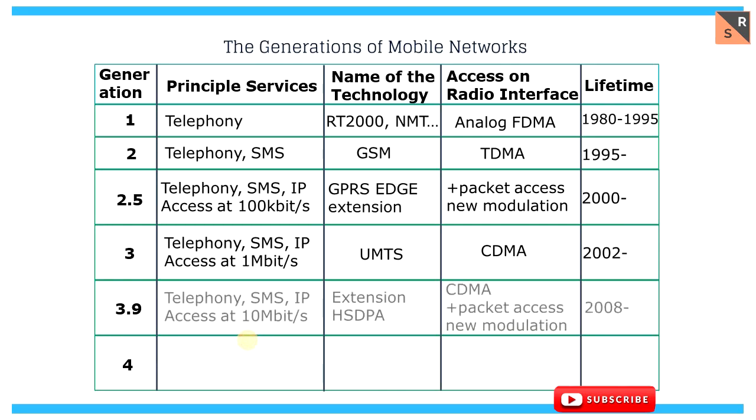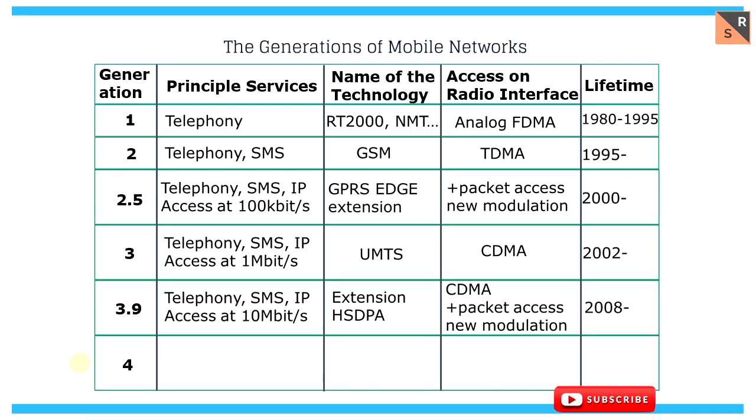The third generation was completed by what is sometimes called 3.9. It is the HSDPA, High-Speed Downlink Packet Access. Throughput was increased using a new modulation, going up to 10 megabits per second. HSDPA was deployed starting in 2008.